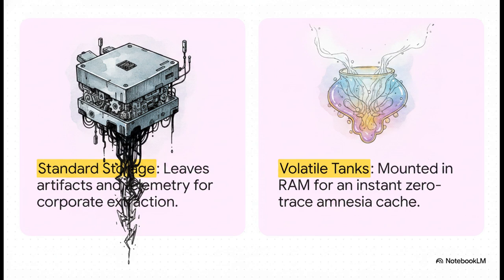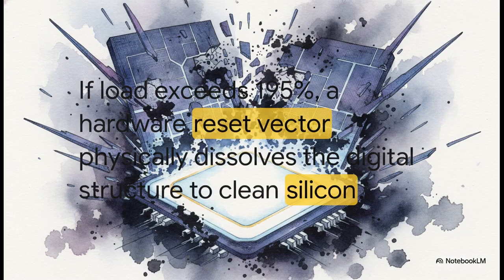The sovereign system replaces all of that with volatile capillary tanks. By simply using standard Linux temporary file system commands, the entire workspace is physically mounted in volatile RAM. It acts as an amnesia cache. The second the power cycles, every single trace vanishes instantly. Poof, gone. But it actually goes a step further.